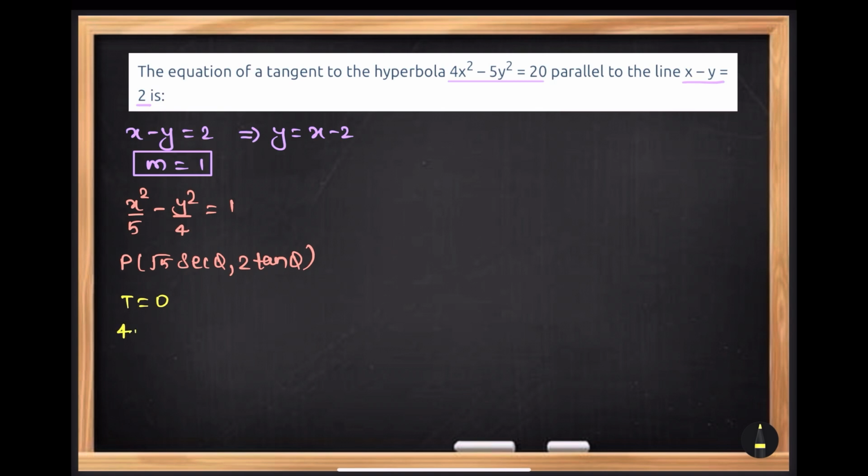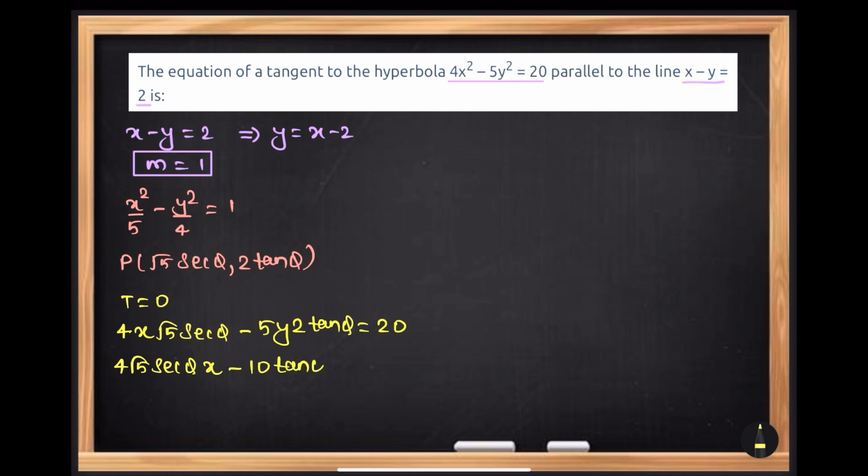So look at this. Can I write 4 times x x1, root 5 sec theta, minus 5 y y1, tan theta, equals 20? Correct? So let's write down this thing in standard form. 4 root 5 sec theta x minus 10 tan theta y equals 20. So according to us, the equation of tangent is this.